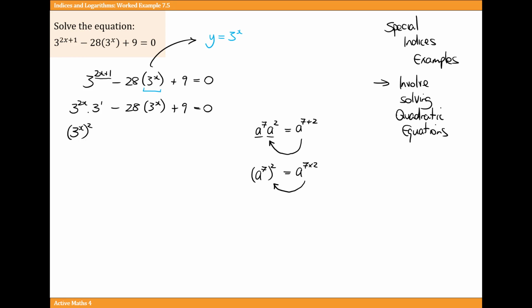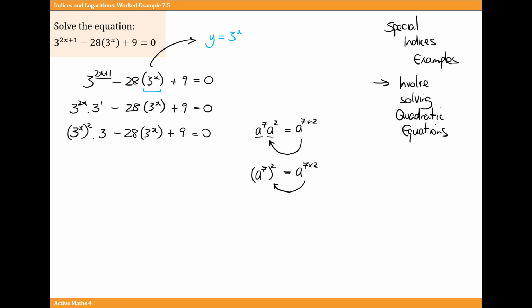But equally, we can work the other way. If we have two things multiplied by each other, like we have here 2 by x, we can split them like this again. Okay, that's going to be multiplied by the 3. Sometimes we see a little dot for the multiplication. Then we have the minus 28 bracket 3x plus 9 equals 0. And now we can see we have this 3 to the power of x.